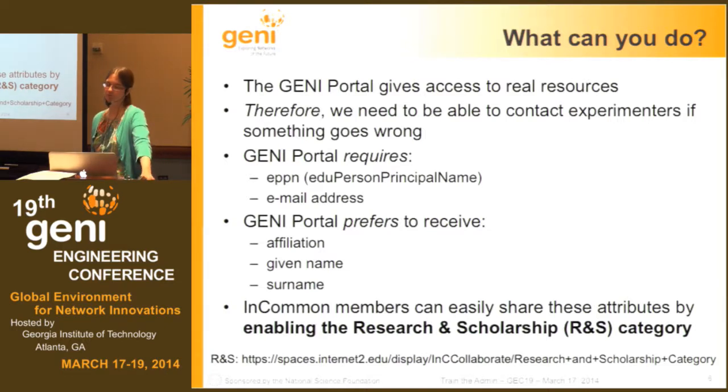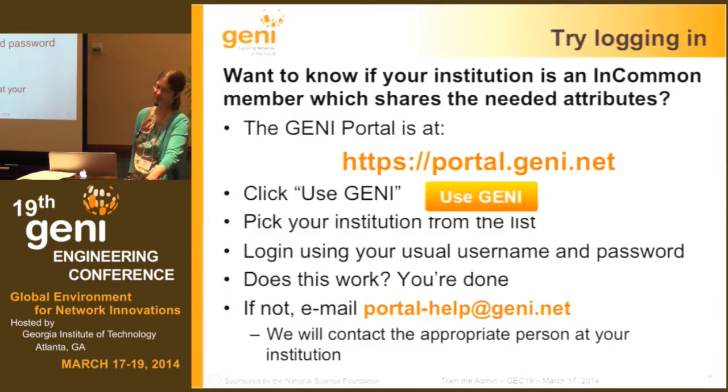Basically the GENI portal gives access to real resources, and so we need to be able to contact experimenters if something goes wrong. And so we require the EPPN and the email address of the user in order to access GENI, and we like to receive their affiliation, given name and surname. And it's actually really easy to turn this on. There's a research and scholarship category in InCommon that you can just check a box and enable.